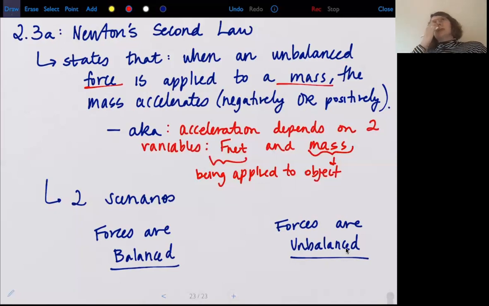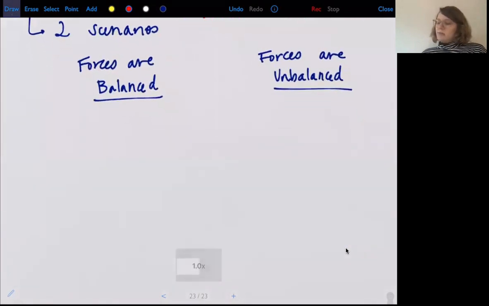We're going to look at two scenarios here, because Newton's second law tells us what's happening when there's an unbalanced net force on an object. His first law tells us what's happening when the forces are balanced. So we have these two different scenarios we need to look at. When the forces are balanced, what is the acceleration? The acceleration is 0 meters per second squared. There's no acceleration when the forces are balanced.